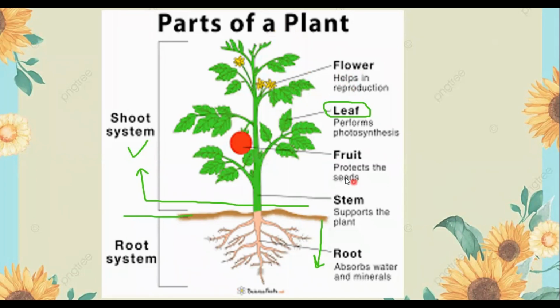Also, the fruit is the part that we eat. It protects the seed. The stem is the part that holds the plant up and keeps it standing. The stem supports the plant to keep it standing. Those are the parts of the plants. The shoot system and the root system are divided, and also the flower, the leaf, fruit, stem, root. Every part of it is important.